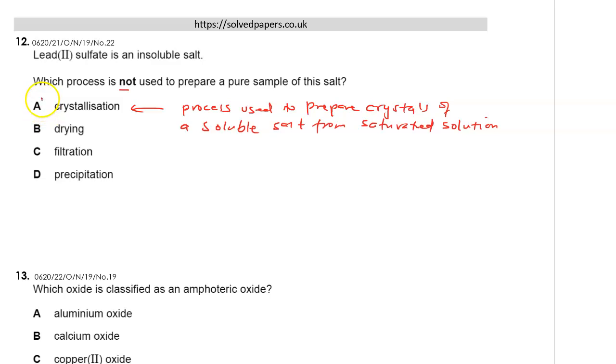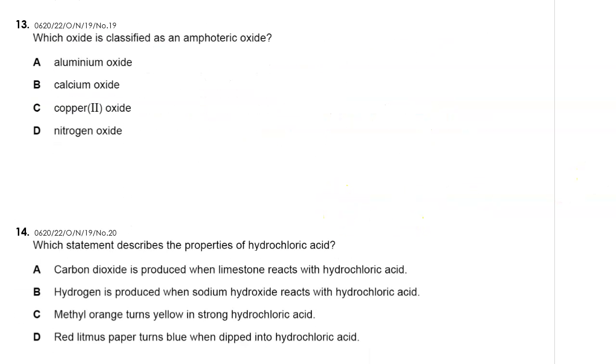So this is the only one that you cannot use to prepare a sample of an insoluble salt. The salt should be soluble for you to do crystallization. Of course, the rest are correct. Filtration and precipitation will be some of the steps that you need to do when you're preparing an insoluble salt. Number 13. Of course, this is from variant 2.2, question number 19.